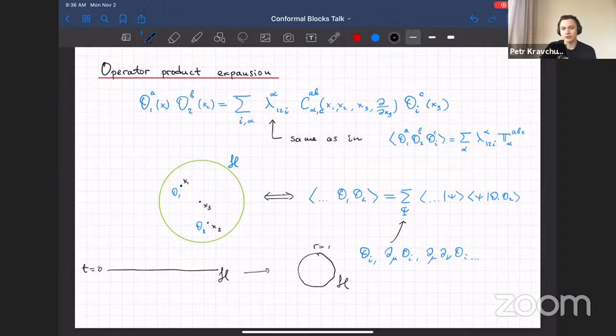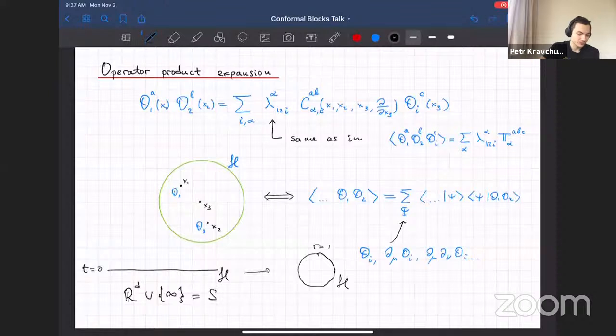And we actually don't have a point at infinity in the first place, right? To have a point at infinity, we need to work not in flat space, but on conformally compactified flat space. So we take R^D and we add to it a point at infinity. And this becomes the conformal sphere.